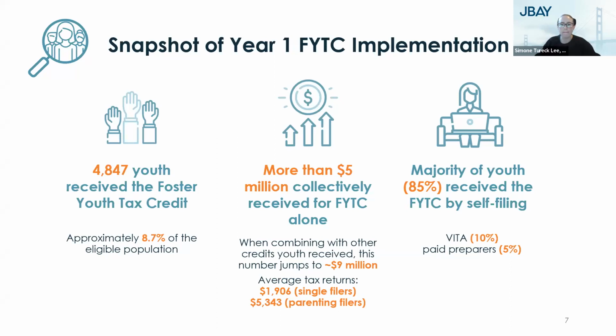So in total, those orange numbers you see there are the combined amount that youth received in their tax returns. For single filers, they received an average of $1,906, and for parenting filers, head of household, they received an average of $5,343. So you can see it's significantly higher for youth who are parenting. And we know this because we have data from specialized tax assistance sites that we've been partnering with that assisted hundreds of current and former foster youth.